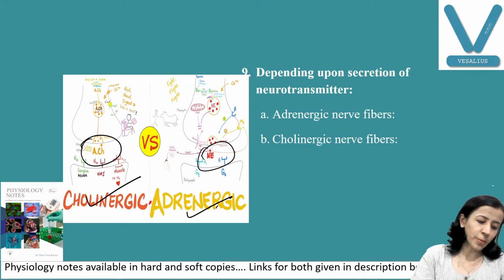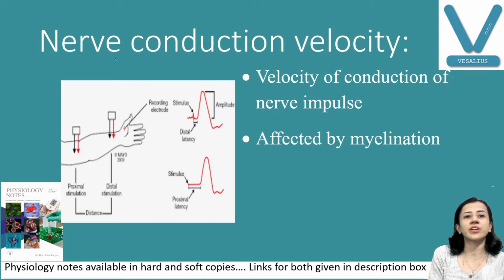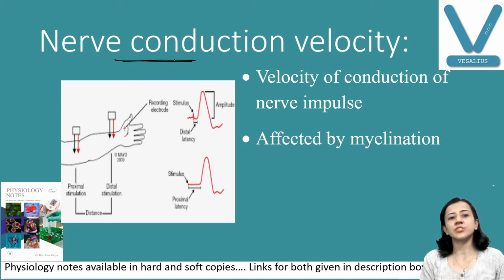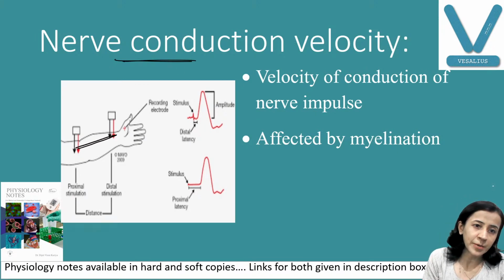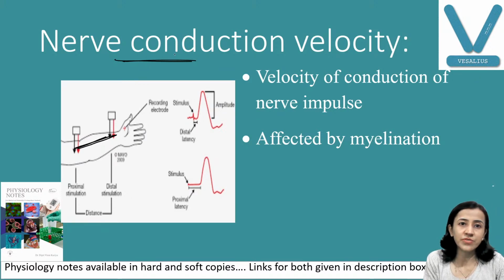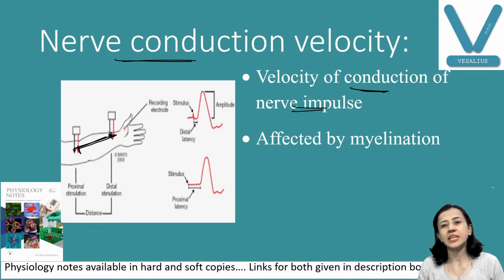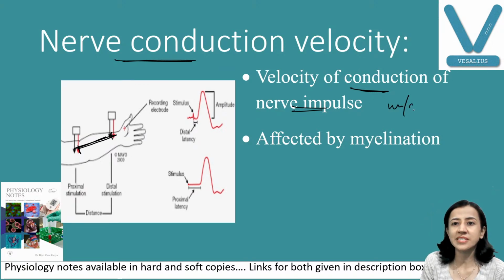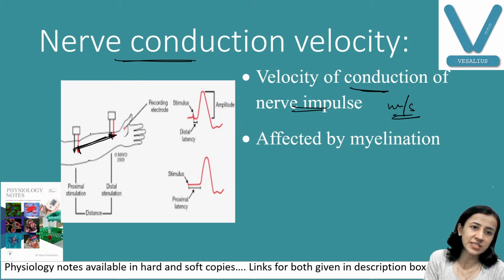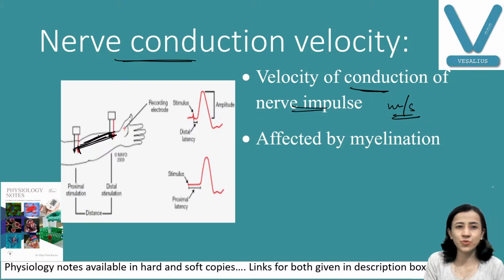Now another small topic we are going to discuss, that is nerve conduction velocity. Suppose this is your nerve. Nerve conduction velocity means the rate at which the impulse is transmitted from this part to this part. So whenever we measure velocity v, the unit is meter per second. Here we measure the distance and how much time is required to pass the distance. This way we can calculate the nerve conduction velocity.